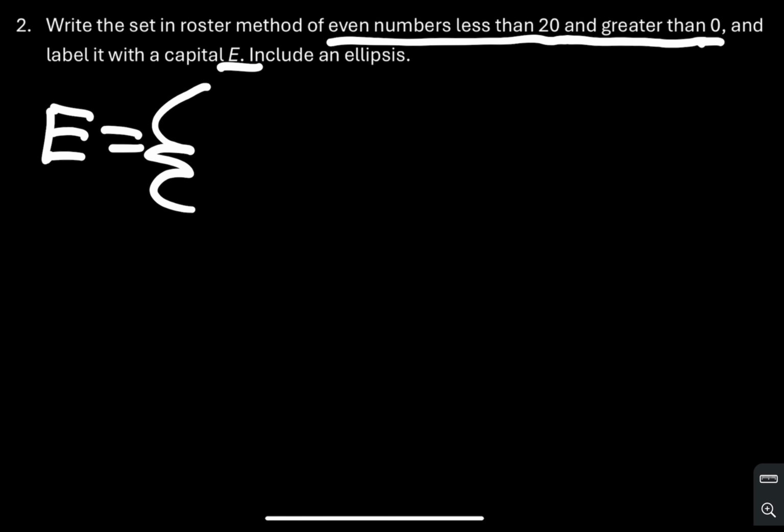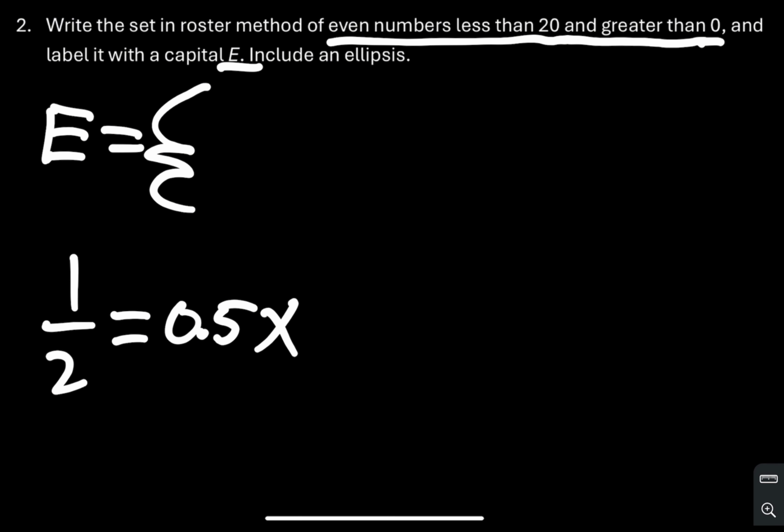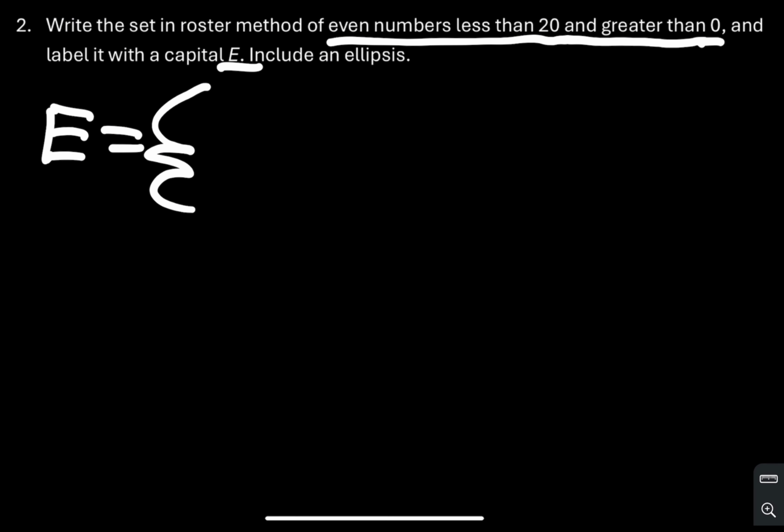So we start off with 1. 1 is going to be our first number. If you divide 1 by 2, we're going to get 0.5. So that means that 1 is not an even number since we didn't get a whole number back. Now we go with 2, which is our next number. We divide 2 by 2. We're going to get 1. And that's a whole number. So that means that 2 is even. So our first number in our set is going to be 2.